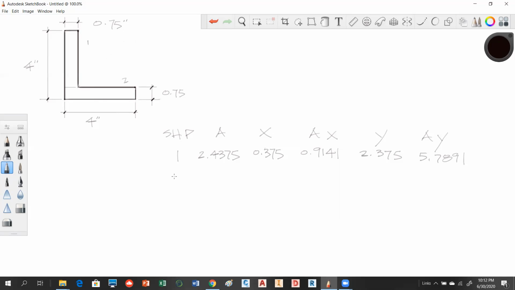So we're going to take this times that, gets us 5.7891. Okay, so for shape 2 is going to be an area of 4 times 3/4, gets us 3. And x is going to just be half of 4, so that gets us 2. 2 times 3, 6. This is going to be, for y, half of 3/4, so that gets us also a 0.375 times my area, 1.125.